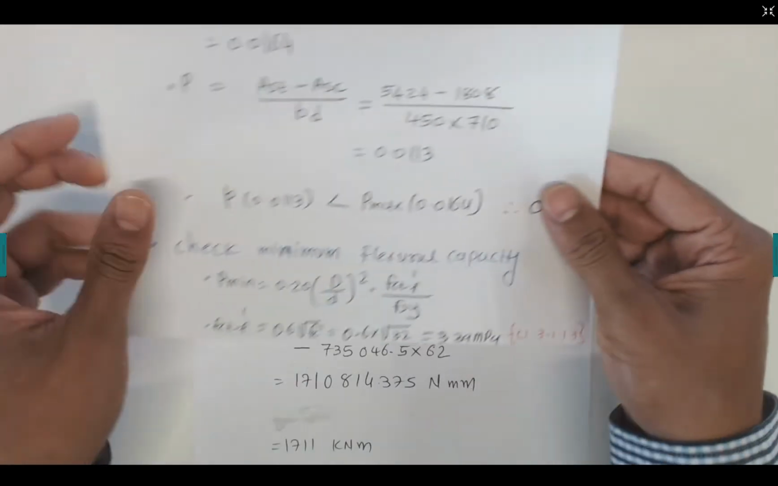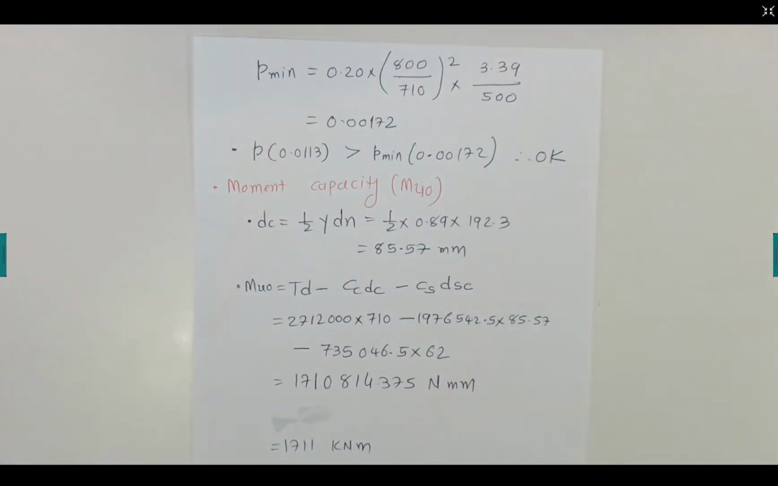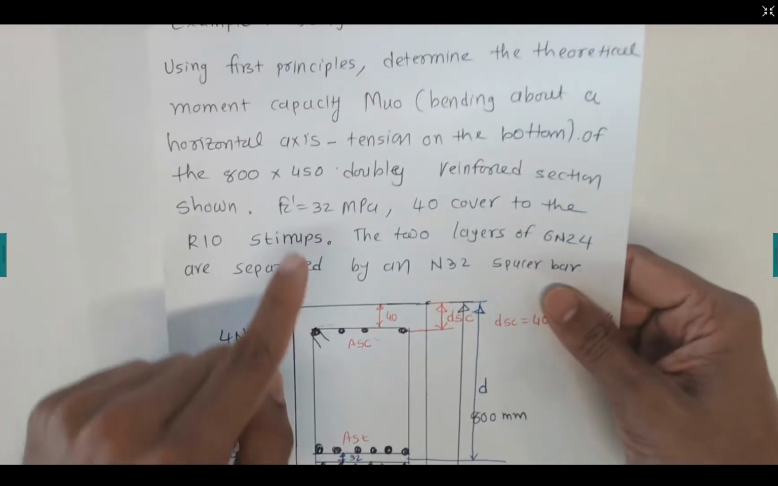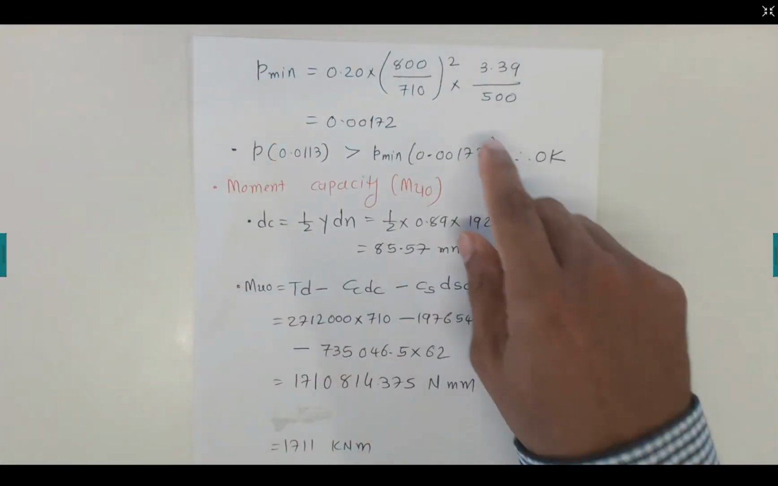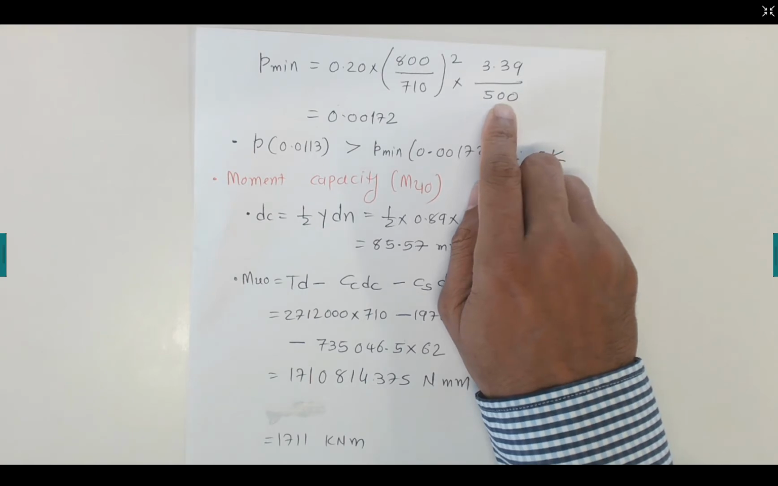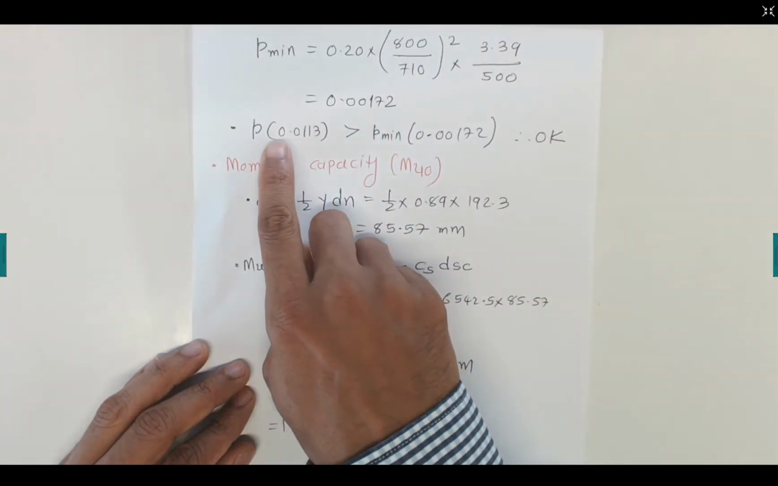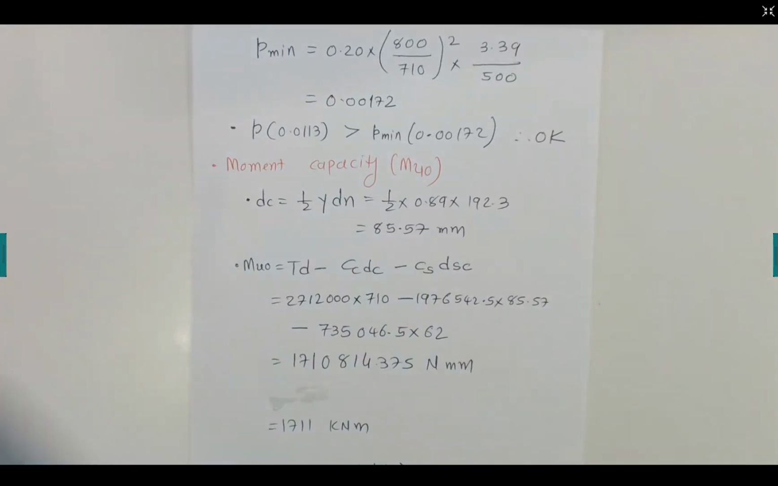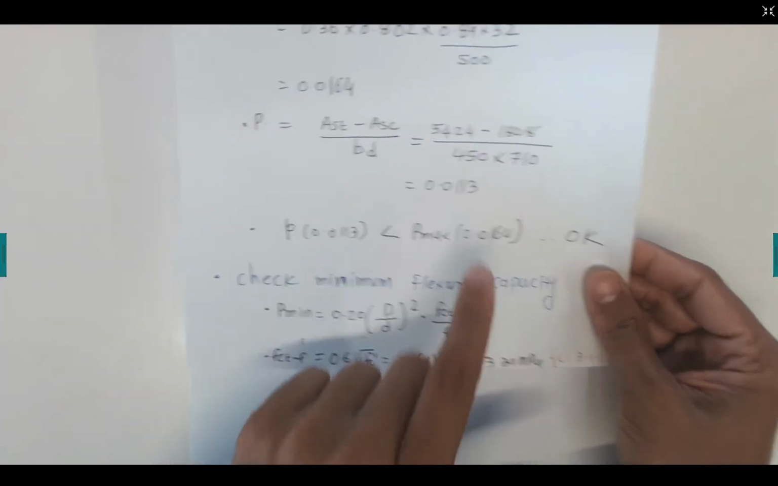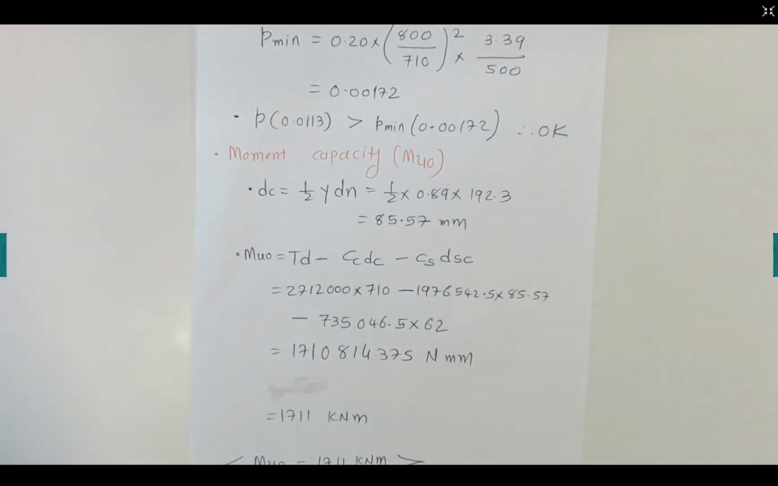We are using this equation with capital D over small d squared. Capital D is given as 800 in the question and small d is 710. So 0.20 times 800 squared over 710 squared times 3.39 over fy of 500 gives us 0.0172. The P value we just calculated was 0.0113, which is greater than 0.0172, so the minimum capacity is okay.